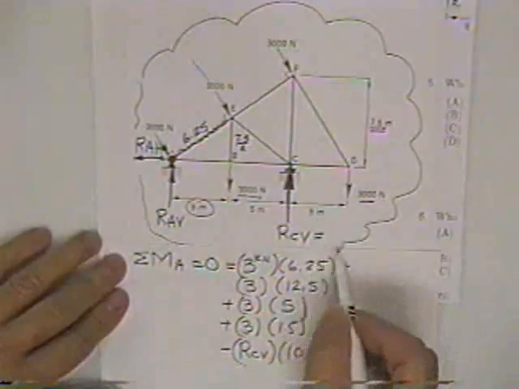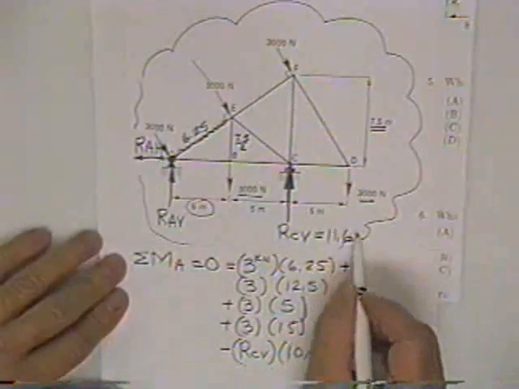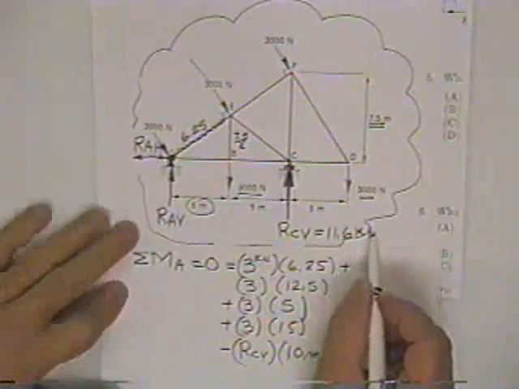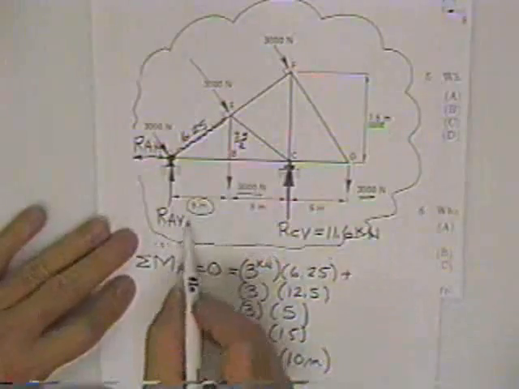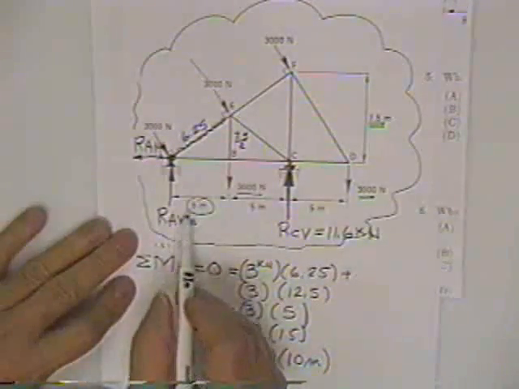Doesn't really matter. Did you already get it? 11.6. Okay, 11.6 kilonewtons. You have to be a little careful because everything else is shown as newtons. Then you get sum forces vertical and get this one.